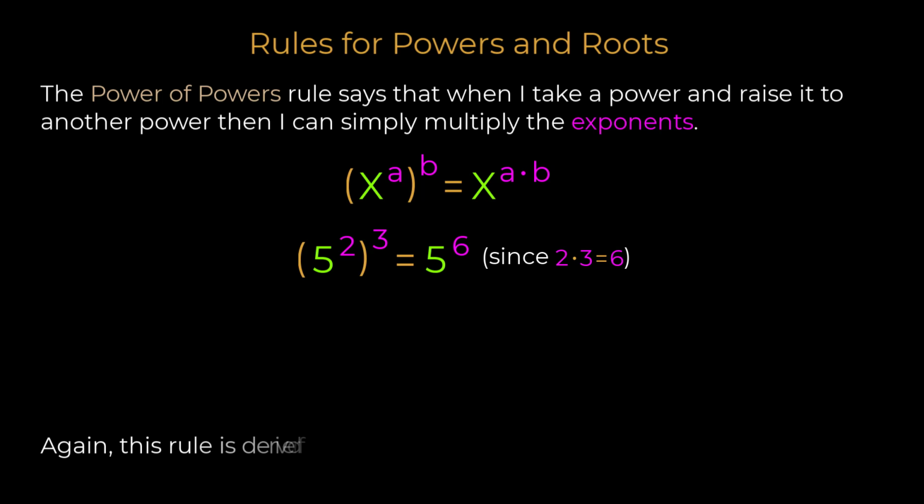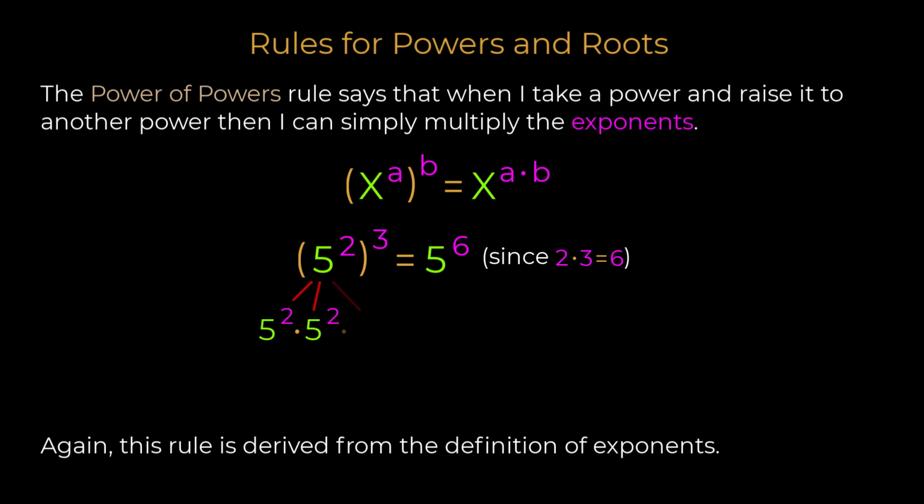Again, this rule is derived from the definition of exponents. When I cube 5 squared, it is equivalent to writing it as 5 squared times 5 squared times 5 squared. 5 squared is simply 5 times 5. I end up with 5 multiplied by itself 6 times. That is 5 to the 6th power.